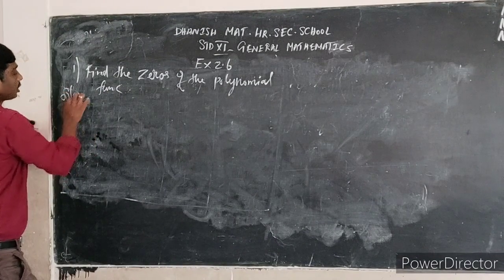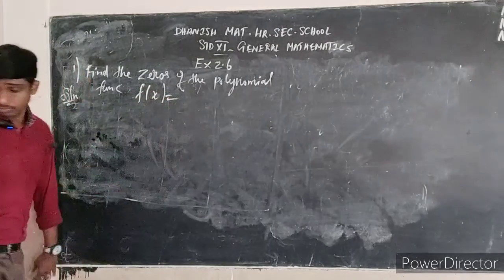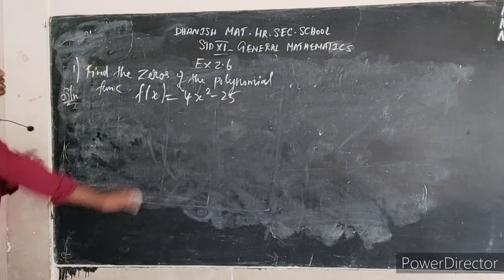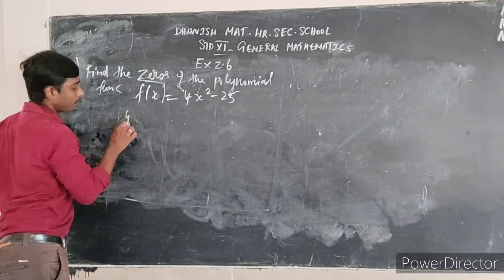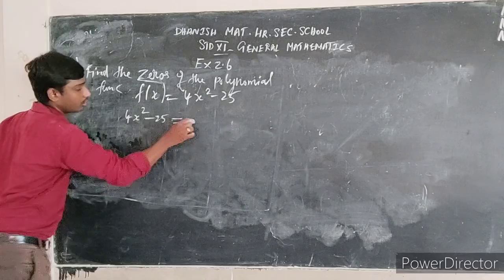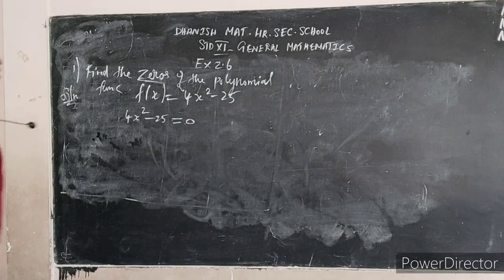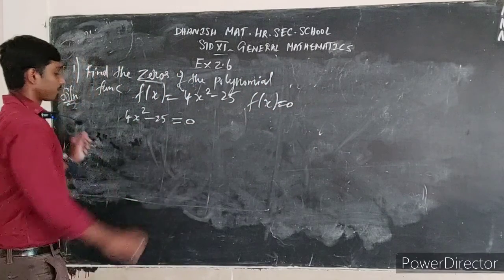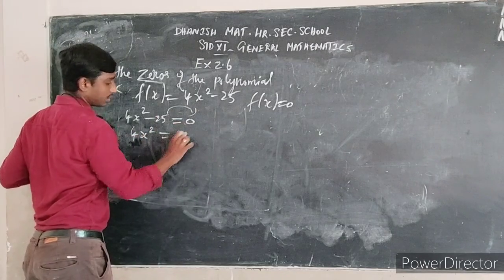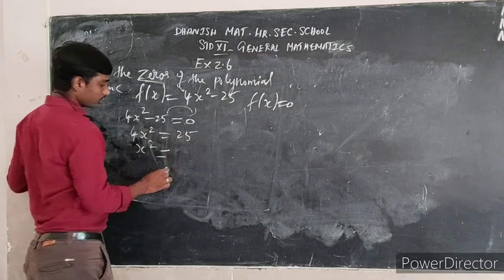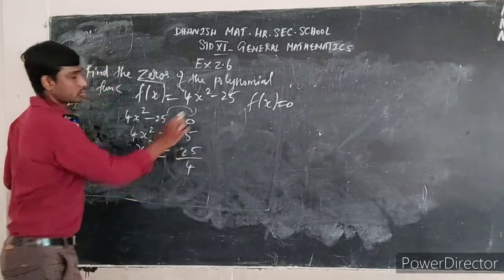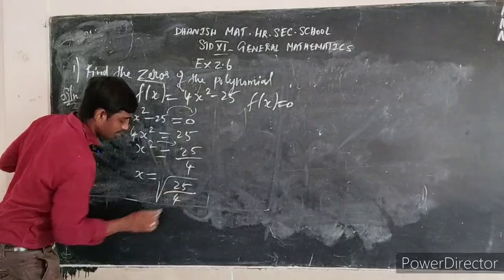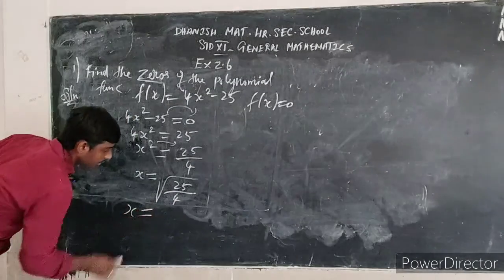The function we have already assumed is f of x equal to 4x square minus 25. Zeros of a polynomial means it will be simple. You have to equate it with 0, because f of x equals 0. So 4x square minus 25 equal to 0. The 25 goes to this side and becomes plus 25, so x square equals 25 divided by 4. The square goes to that side and changes into a root, so x equals the root of 25 divided by 4.